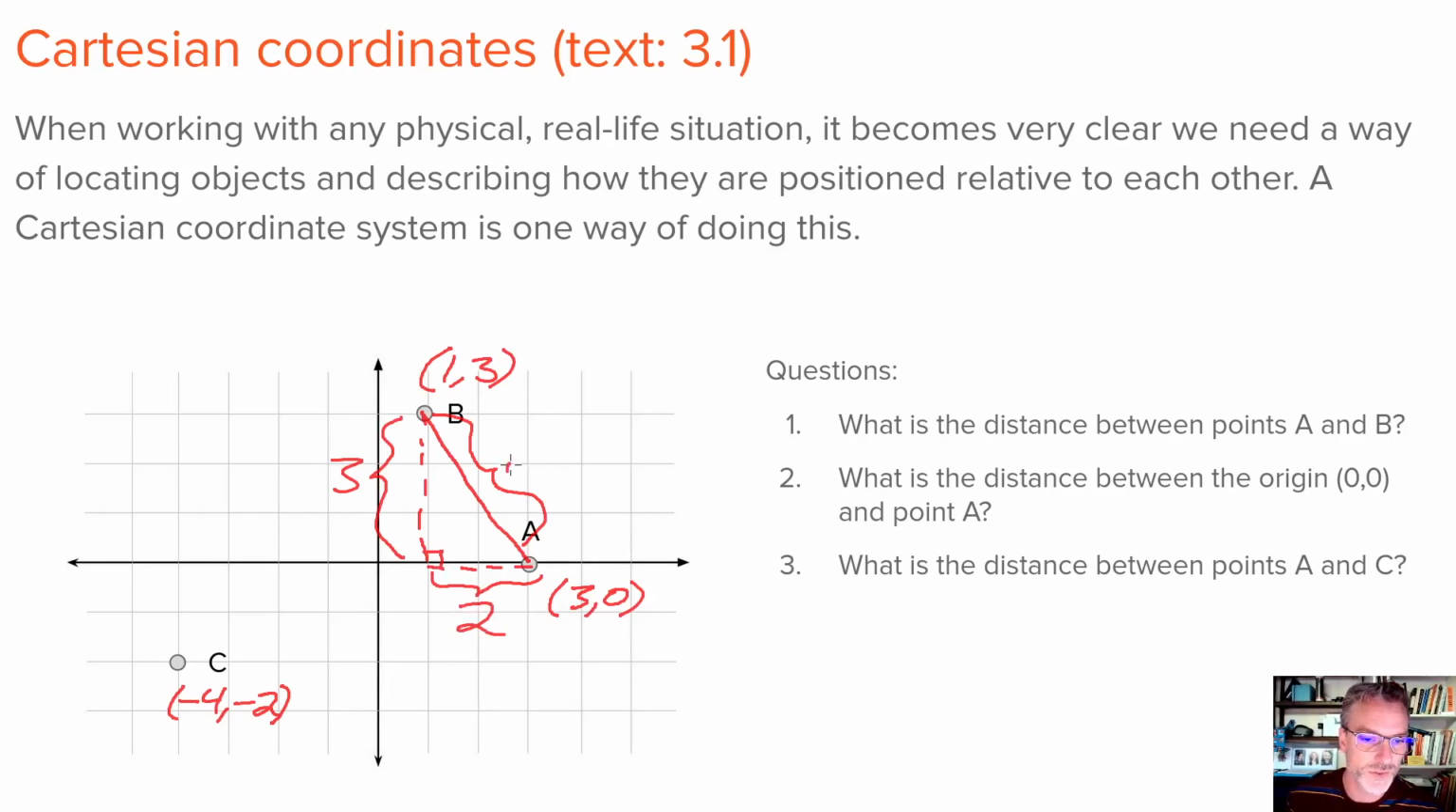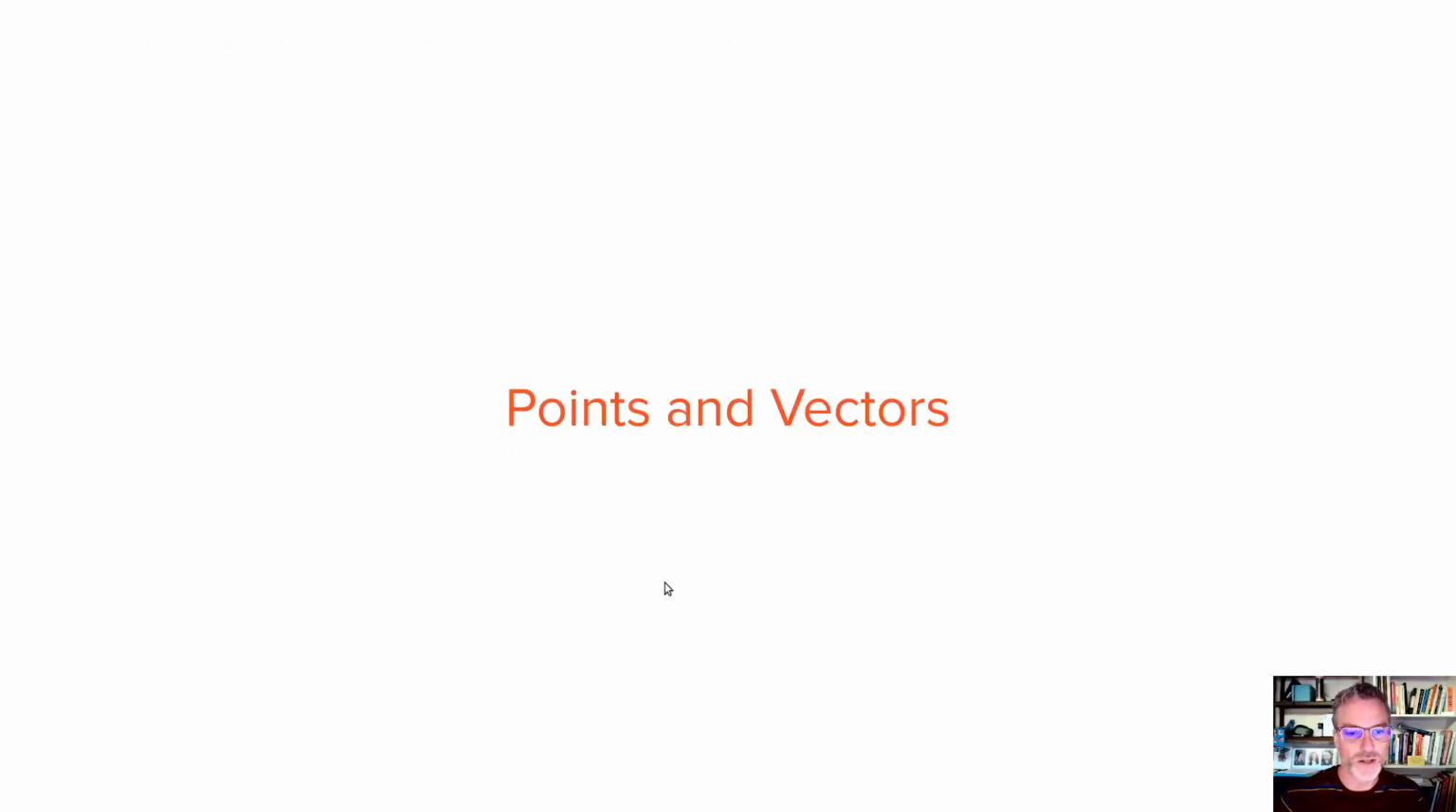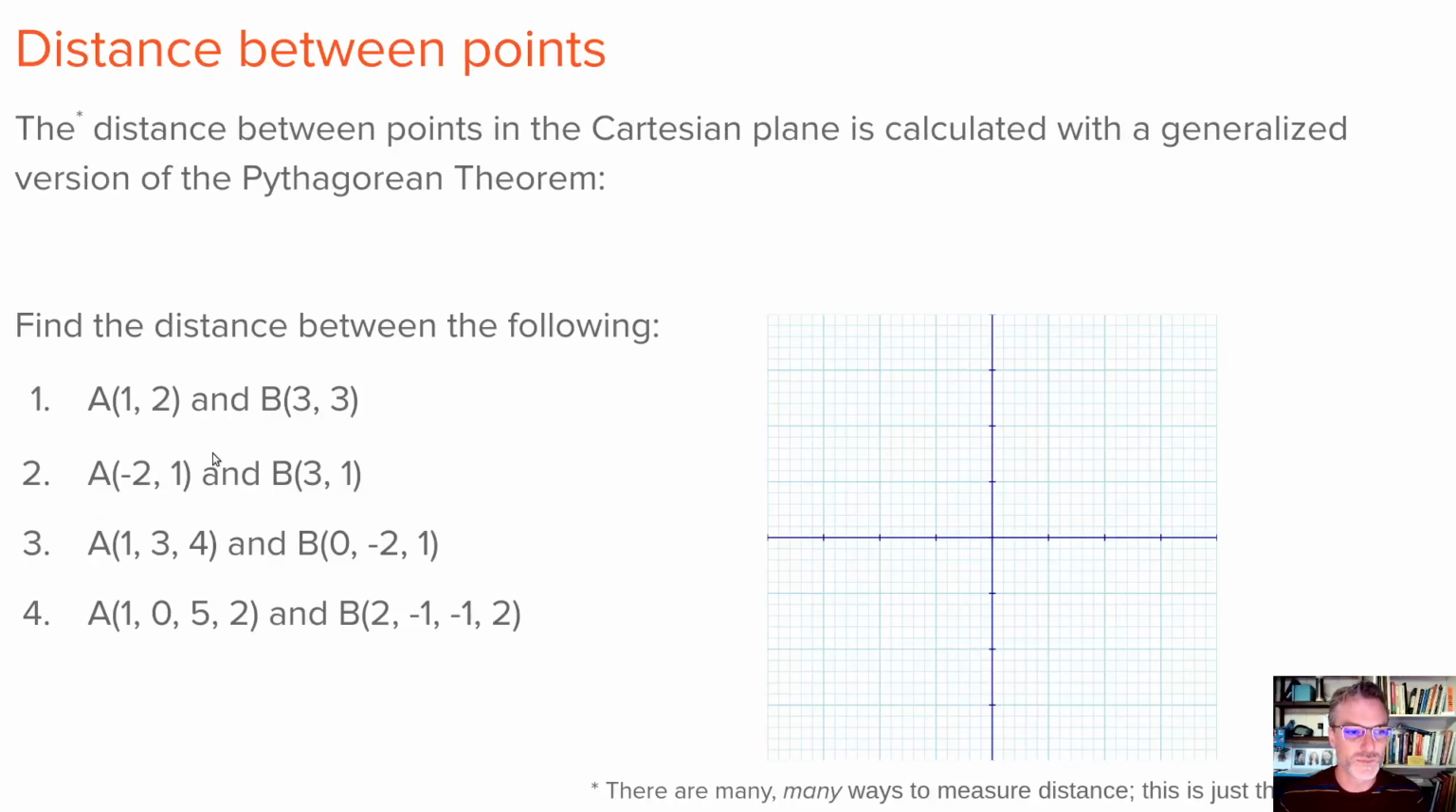So to find the length of this side, I just need to take the square root of 3 squared plus 2 squared. Okay, and that will give me 9 plus 4, and that's root 13, which I'll leave as root 13. I don't want to appeal to decimals. I don't want to do what they do in high school and simplify the radical. Root 13 is a perfectly fine number, and that represents the distance between A and B. Okay, let's move on.